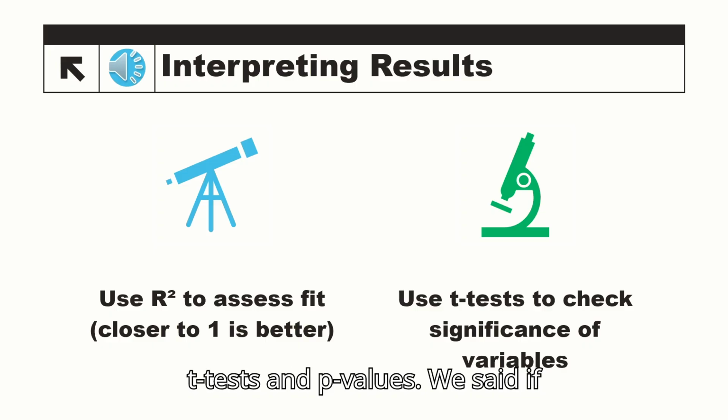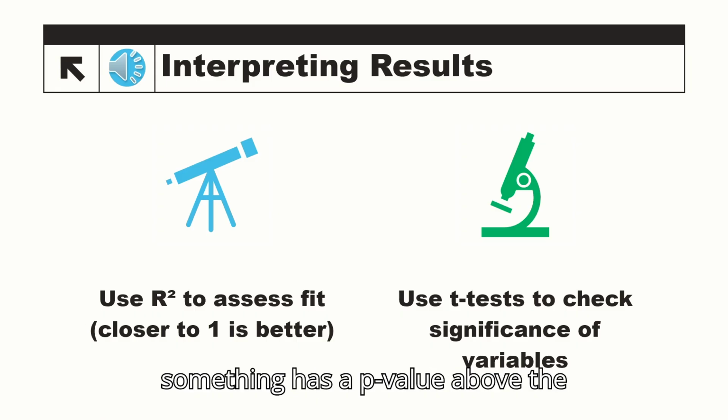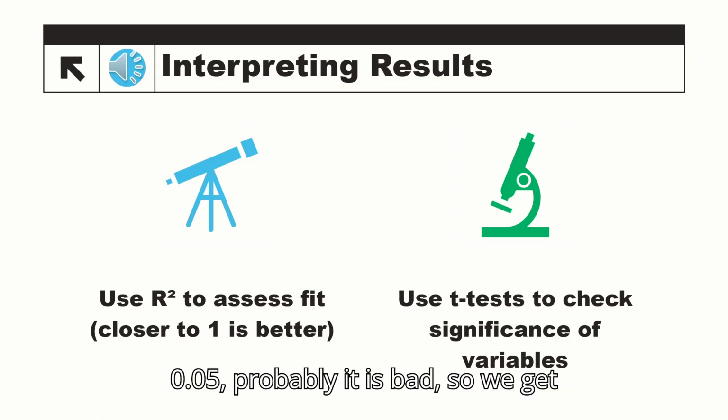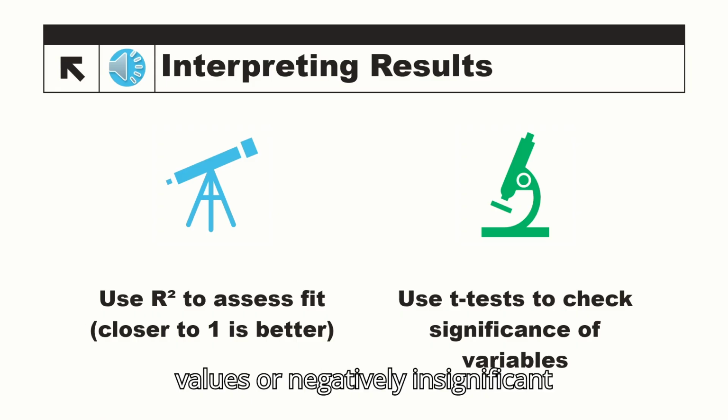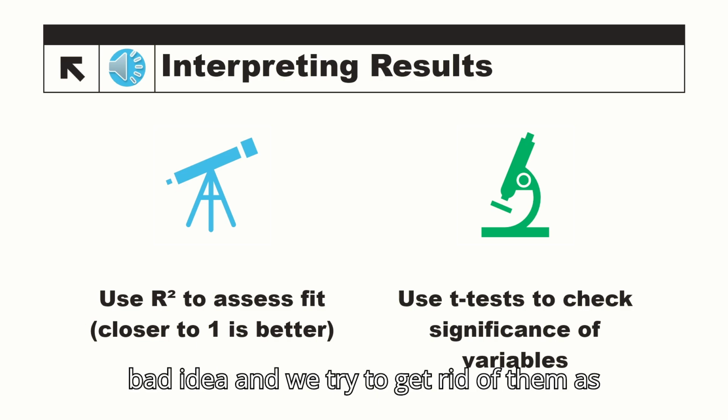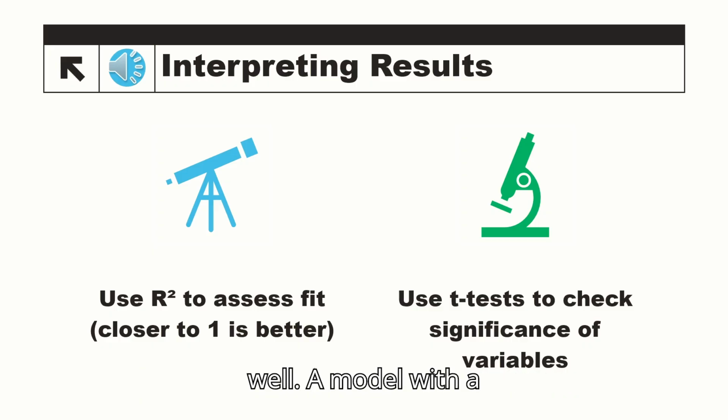Also, you can add to it t-tests and p-values. We said if something has a p-value above 0.05, probably it is bad, so we get rid of it. Also, t-tests that are poor, that have very low values or negatively insignificant values, for example, are also a bad idea, and we try to get rid of them as well. So a model with a high R squared but nonsense variables is not useful.